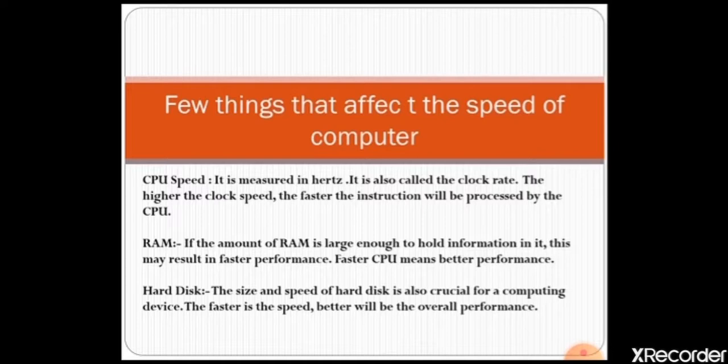Second is RAM. If the amount of RAM is large enough to hold information in it, this may result in faster performance. Faster CPU means better performance for complex, heavy performance, high utility systems. If RAM is not large enough, the speed of the computer automatically slows. Last is hard disk. The size and the speed of the hard disk is also crucial for the computing device. The faster the speed, the better the overall performance.